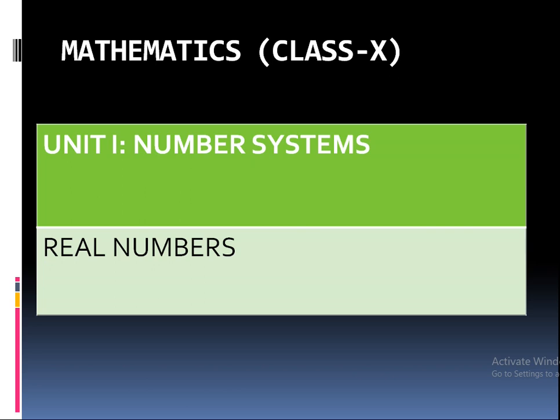Now unit 1, number system. There is only one chapter, real numbers. In this chapter we have Euclid's division lemma, fundamental theorem of arithmetic, proofs of irrationality of root 2, root 3, root 5, etc.